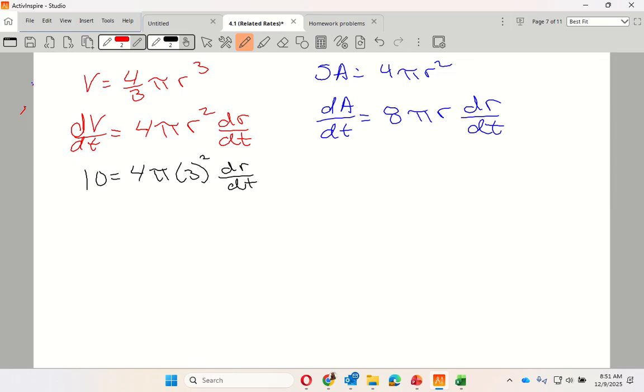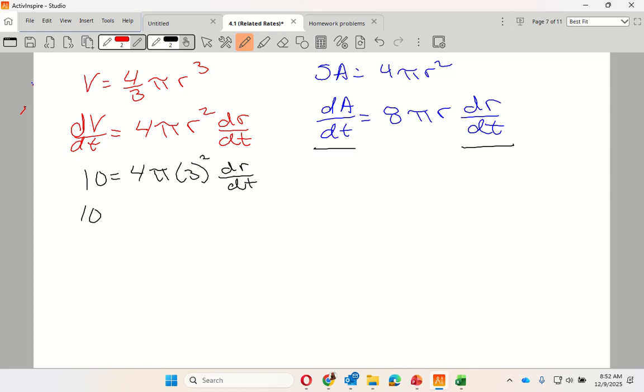Because over here, on this side, I'm looking for the dA/dt. The only thing I do know is r. I don't know dr/dt. Can I solve for something if I have 2 variables in it? No, I can't solve for it if I have 2 variables. So what I'm doing is I'm isolating my dr/dt over here on the left to figure out what this is. So let's go ahead and plug this in.